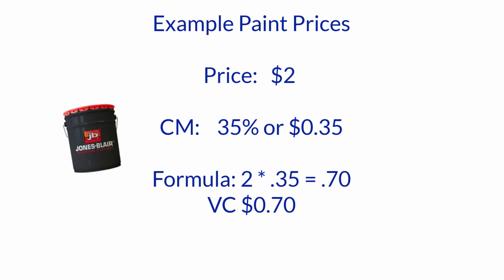Let's say, for example, that the price of a gallon of paint was $2. Now we know from the case that the contribution margin was 35%. So to determine our variable costs, we would multiply 2 by 0.35. And that gives us 0.70 or 70 cents as the variable cost.